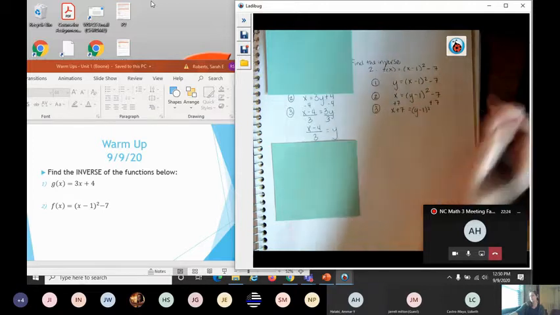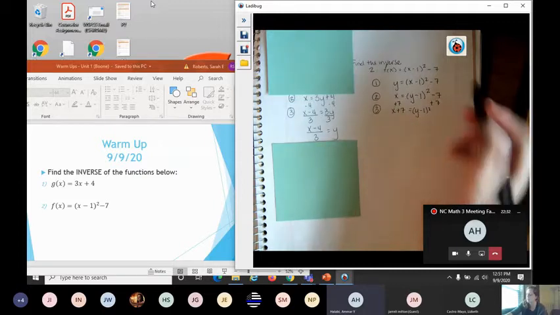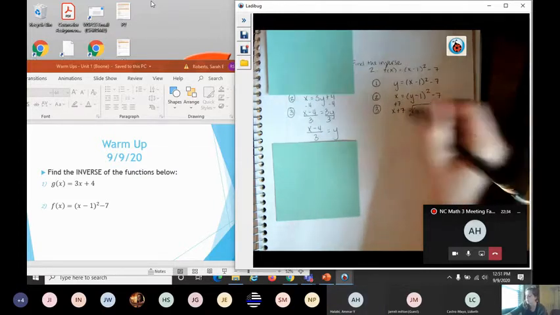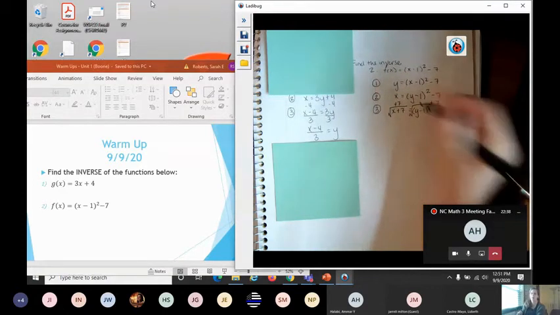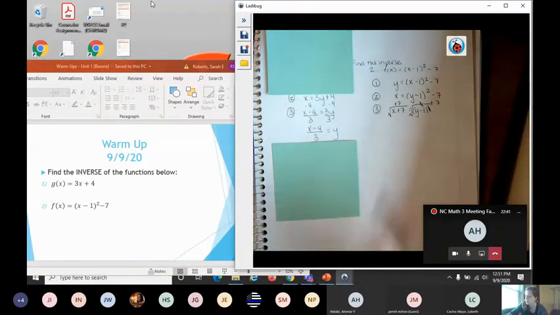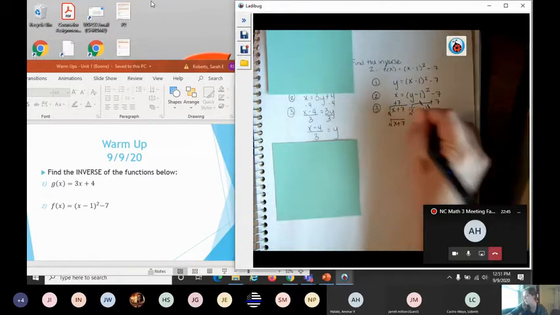Now, do you remember the opposite of a square? No. So the opposite of a square is a square root. So I'm going to take the square root of both sides. And then this square cancels that square root out. So I'm going to have the square root of X plus 7 equals Y minus 1.